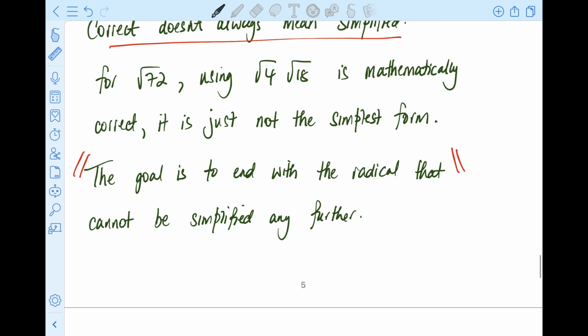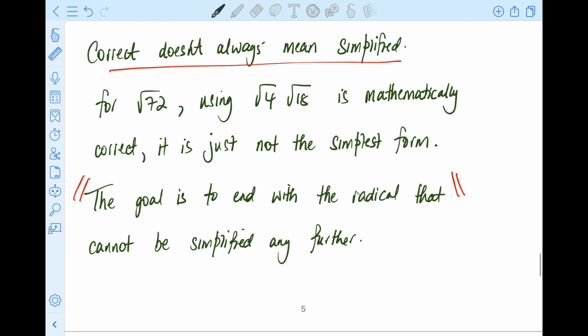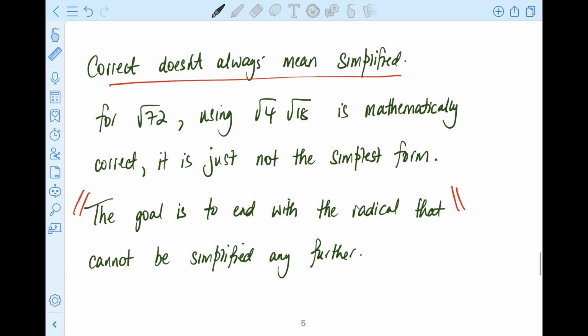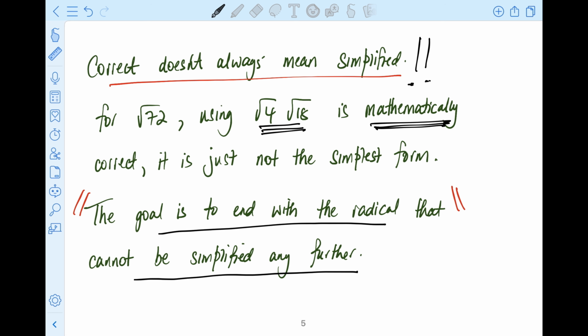Okay? So, what I want to say is correct doesn't always mean simplified. For the square root of 72, using 4 root 18 is mathematically correct. Remember that. It is just not the simplest form. The goal is to end with the radical that cannot be simplified any further. This is the most important part of the lesson.